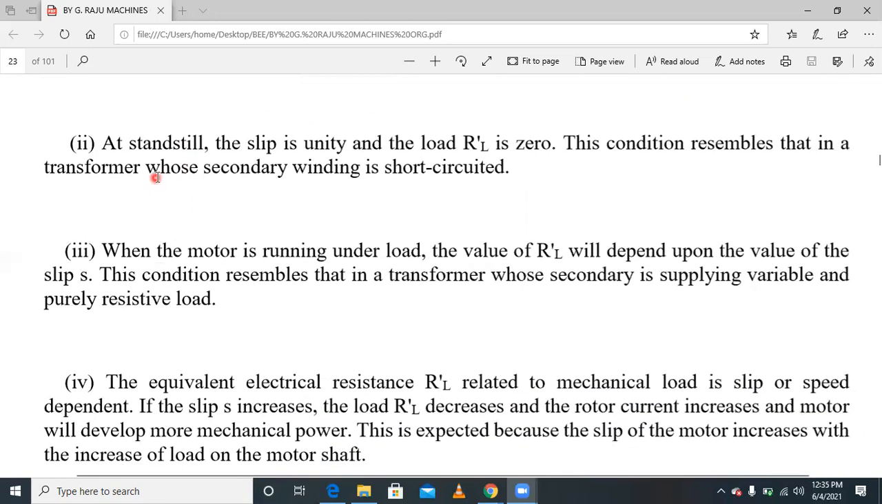Understood? And then the standstill condition. Standstill means starting condition, at rest. So what happens? The slip is unity. At standstill condition, slip is unity, so rotor speed is 0. Rotor speed is equal to 0 at starting of a three-phase induction motor or single phase. NR is equal to 0. Then slip is equal to (NS minus NR) divided by NS, so NS by NS is 1. At standstill, the slip is unity and the load resistance RL is 0.